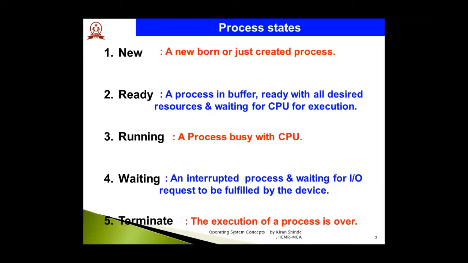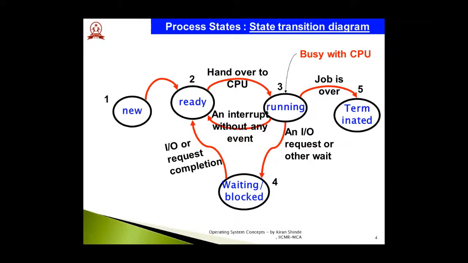When a process has started execution on the CPU, we call it the running state. When a process is interrupted due to some IO request, we call that process to be in the waiting state. And finally, when the process completes its execution, we say that the process is in terminated state. So with this simple diagram, we can understand how a process goes from the new state to the terminated state. Let's have a look.